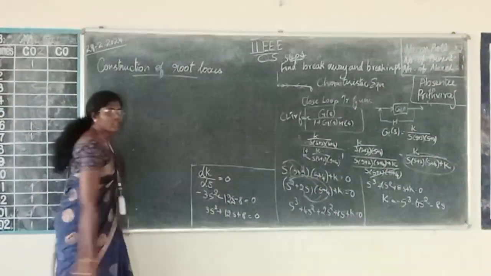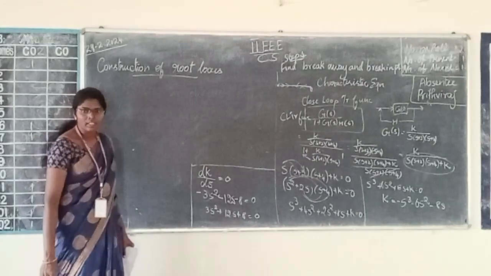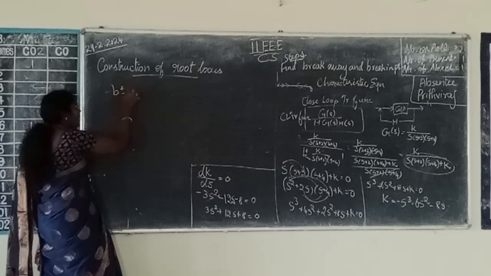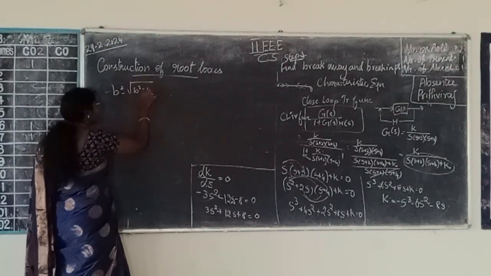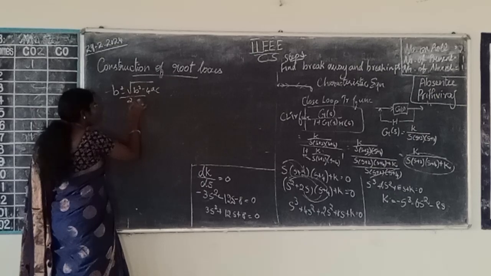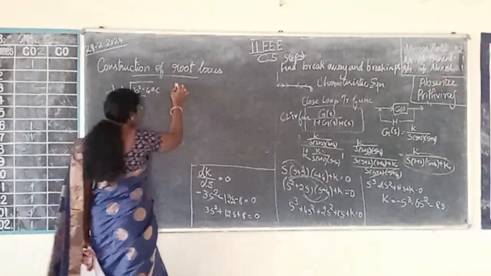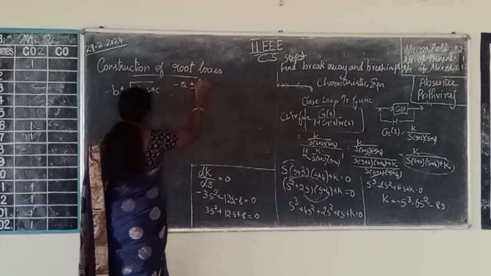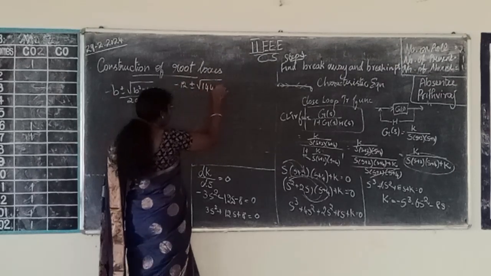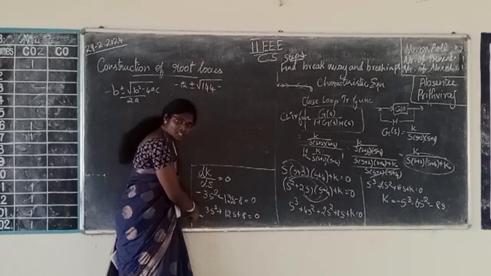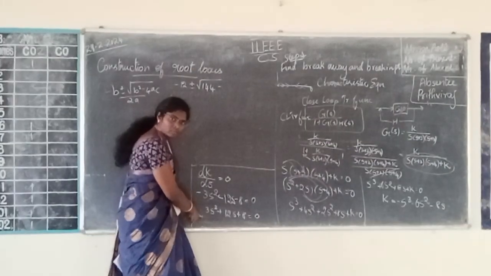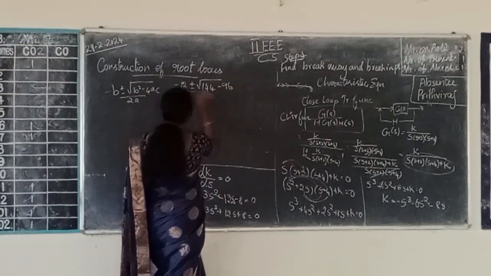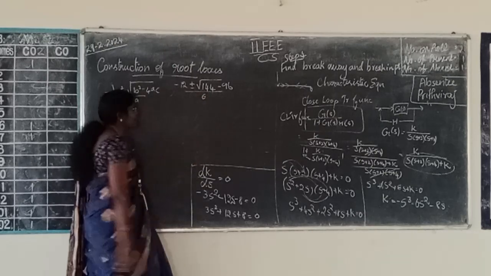So if we solve this 3s square plus 12s plus 8, we can solve it in your calculator, or you can use the mathematical formula minus b plus or minus root of b square minus 4ac by 2a. If you substitute it out, minus b means it's 12, right? Minus b plus or minus root of 144 minus 4 into a, which means 4 into 3, 12 into 8, will become 96, divided by 2 into a, which means 6.